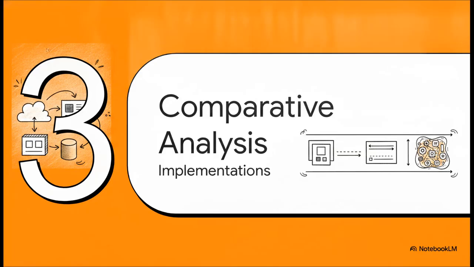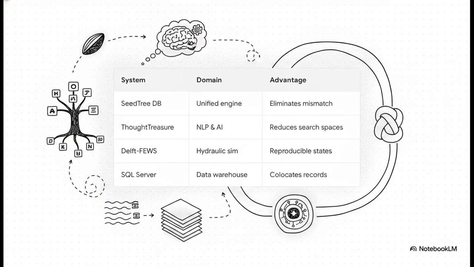Now, let's jump into a comparative analysis of hierarchical database implementations. To really grasp just how radical this total coupling of compute and state is, let's map out how it compares to other ways the tech industry has historically nested data and instructions. When we contrast SeedTreeDB, which is the commercial name for HSDB, against other prominent hierarchical implementations, the differences are pretty striking. For instance, you can see AI systems like Thought Treasure using conceptual hierarchies to simulate human reasoning and reduce search spaces. Then you have systems like the DelFFUS Scenario and Script Database, used in hydraulic simulation, which nests scenario directories and scripts. But check out the key architectural advantage of HSDB.